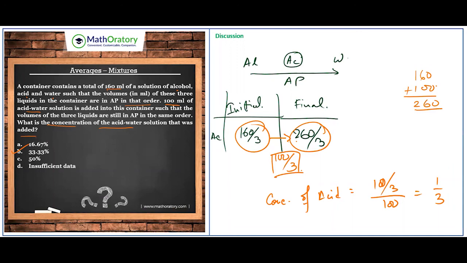I hope this idea was clear. Simply using the middle term as the average for an AP. If you use that idea, this is a very simple problem.